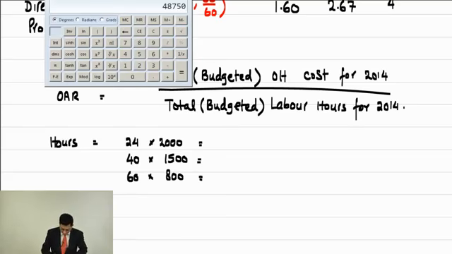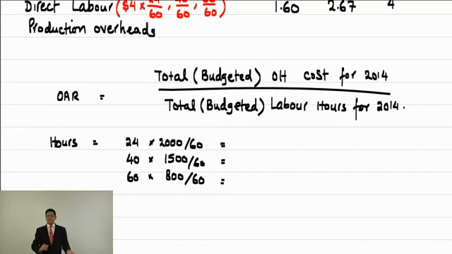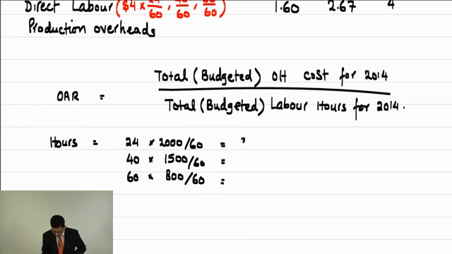By the way, because the time is given in minutes, please don't forget to divide it by 60. It's not in hours, it's in minutes, and we need hours. That's why we divide by 60. So 24 into 2,000 divided by 60 comes to 800.